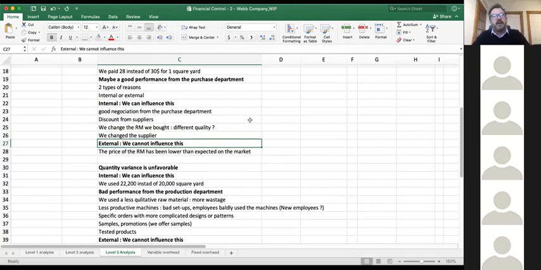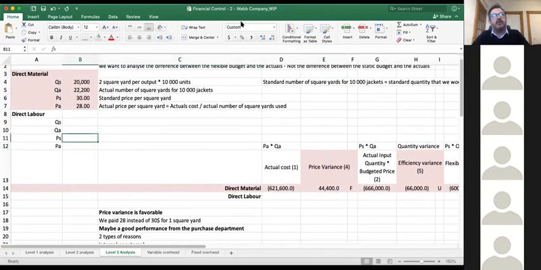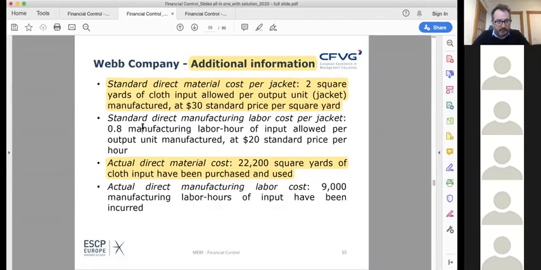So we have 10 minutes left. I would like us to be able to do the direct labor variances, at least for the calculation. If we have a look at this, hopefully you can see my PowerPoint document. We have information about the labor. Standard direct manufacturing labor cost per jacket: 0.8 hour, standard price 20. And actual, we have been using 9,000 hours.